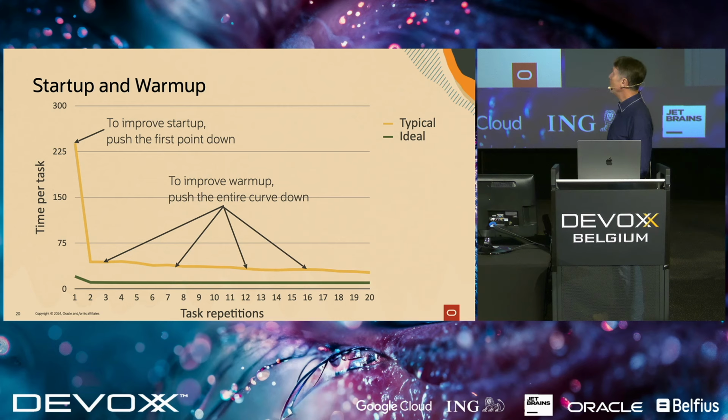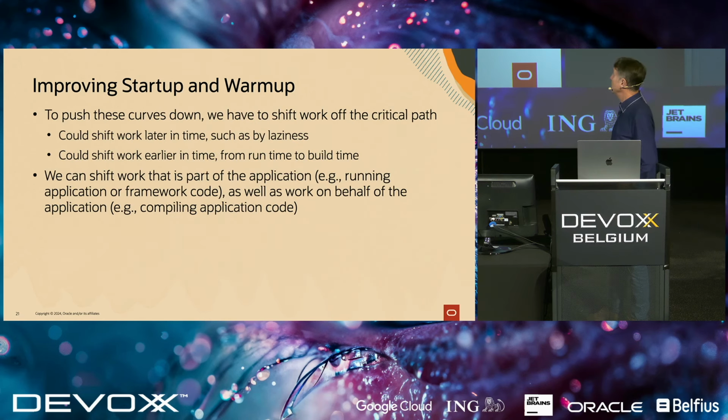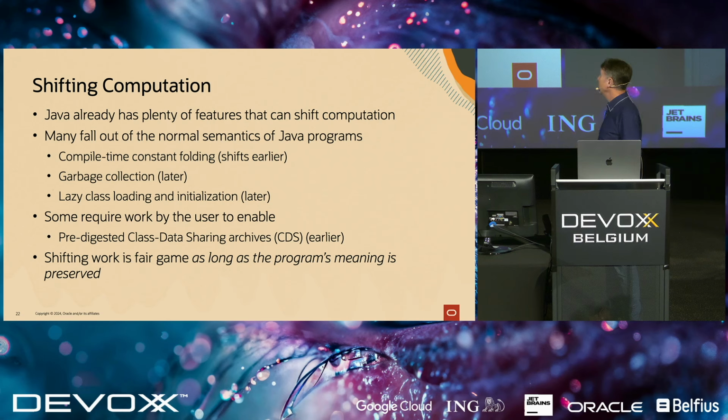And in order to improve warmup, we need to push down the entire curve along all those task repetitions out on the right-hand side there. So this is the kind of area that we need to get rid of. And to do that, we need to shift things off the critical path. So we can shift things later in time, for example, using laziness, and we can shift work earlier in time, for example, at build time. And this can be a part of the framework. I think Spring can do this for us, and it can also do this in many other scenarios.